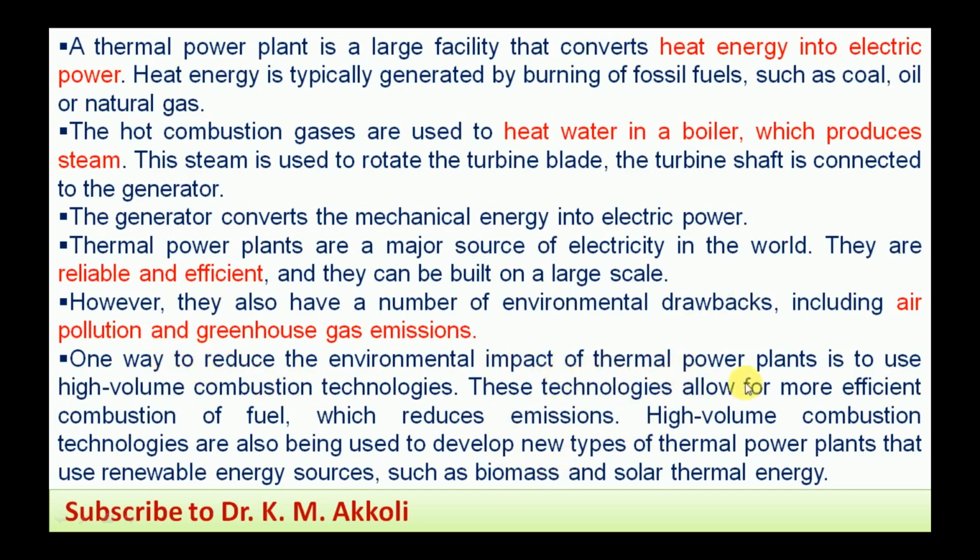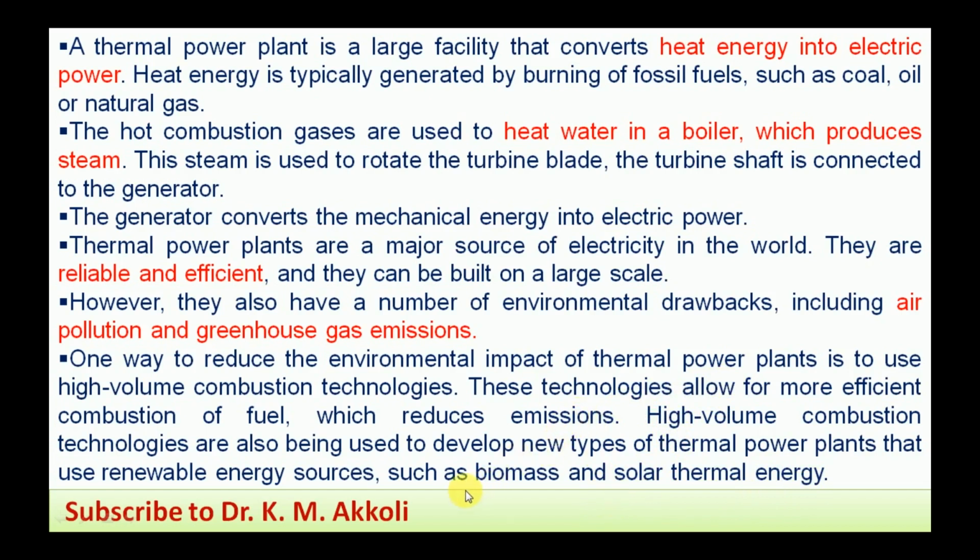One way to reduce the environmental effect of a thermal power plant is to use high volume combustion technology. These technologies allow for more efficient combustion of the fuel. If complete combustion is taking place, it will be converting into carbon dioxide instead of carbon monoxide and other oxides. Okay, that's why it will not be as harmful compared to the other gases, which reduces the emissions. High volume combustion technologies are also being used to develop new types of thermal power plants that use renewable energy sources such as biomass and solar thermal energy.